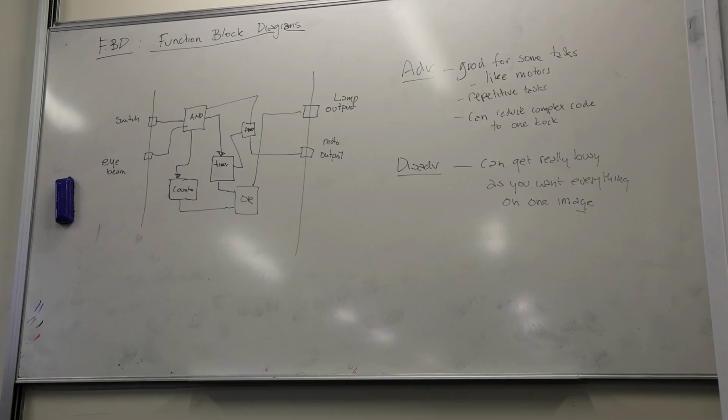Right, next one we look at. We've looked at instruction list. We've looked at ladder. I said there's 5. We looked at function block. Next one we are going to do.